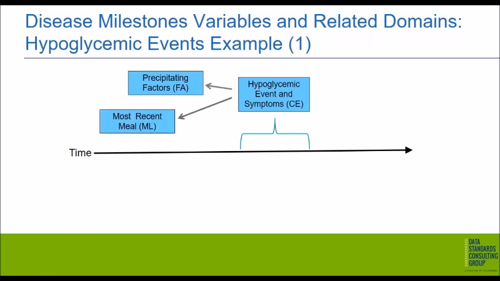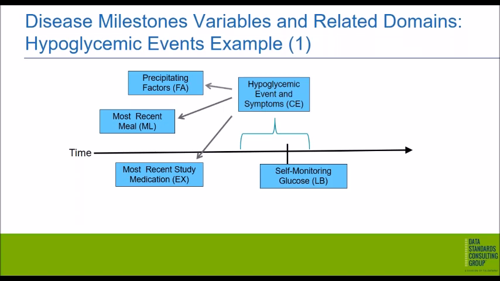Like, let's ask about the most recent meal. Okay? What was it? What did they eat? Okay. When did you last take your insulin? Or other study medication you're taking? What was your blood glucose level when this happened? When you first noticed this was happening, what was your blood glucose level? Okay. And then what medications were taken to treat it?